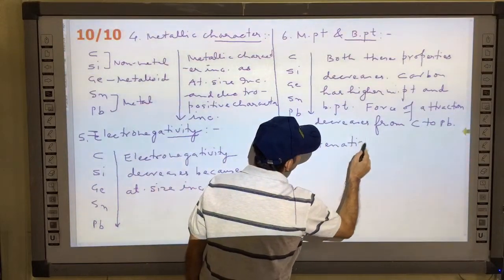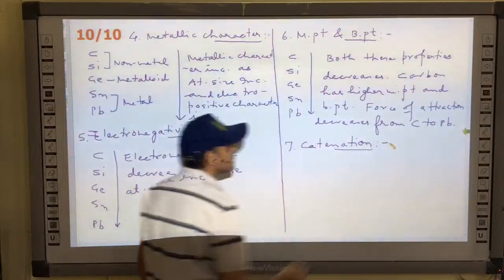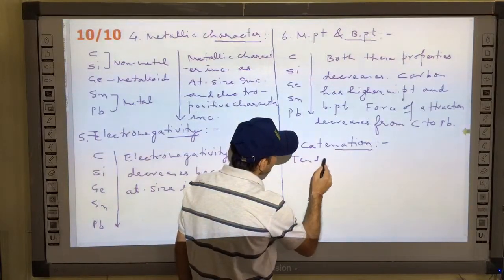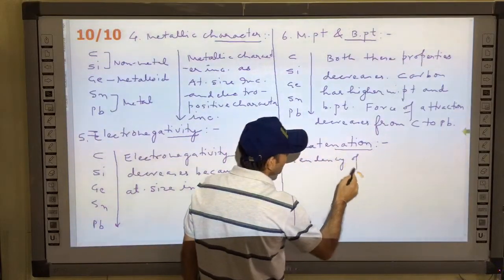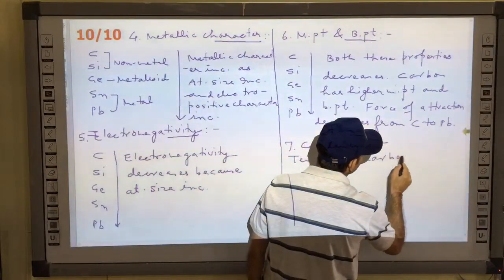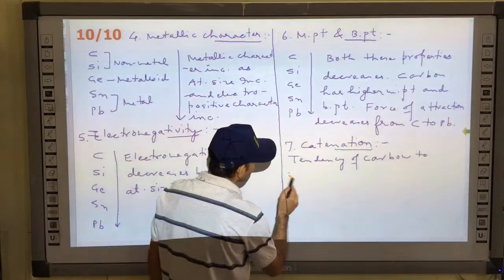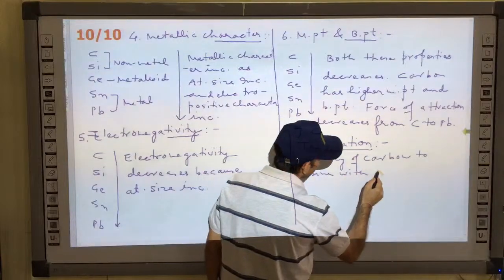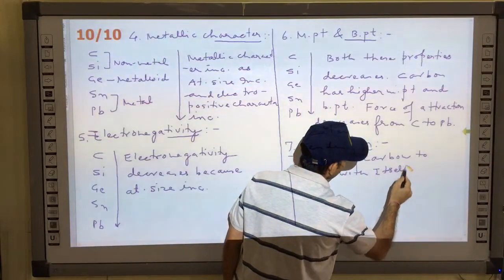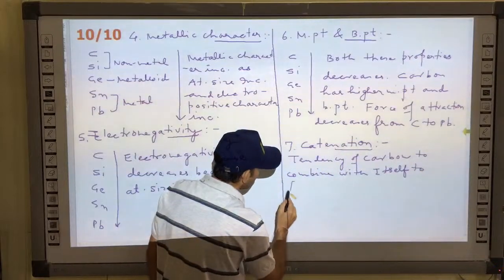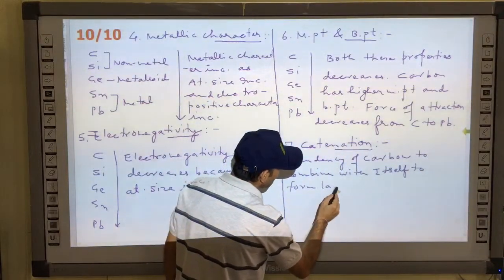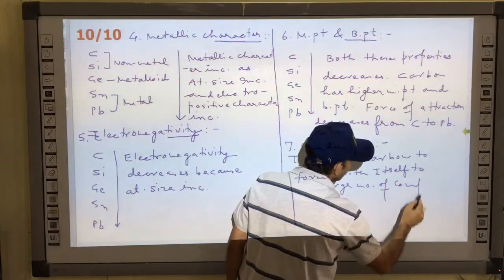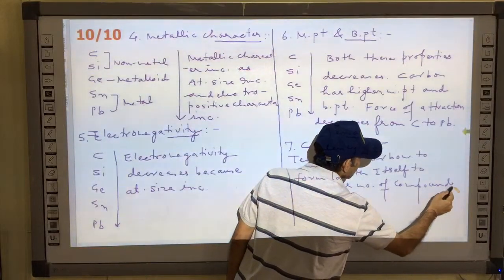Now what is this catenation? You heard of catenation in class 10. Catenation is the tendency of carbon to combine with itself to form a large number of compounds. A large number of compounds formed this way is called catenation.